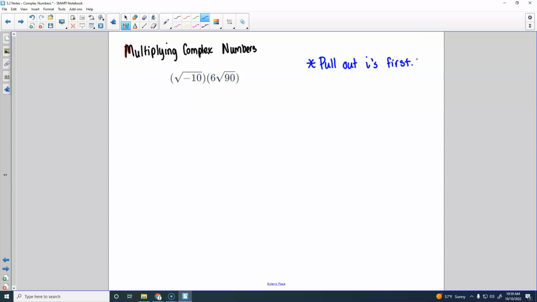So when you're multiplying complex numbers here, there's no plus or minus signs here. You just multiply the things on the outside of the square root together and things on the inside of the square root together. But before you do that, I would like for you to take the i's out.